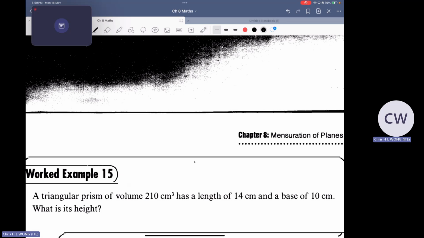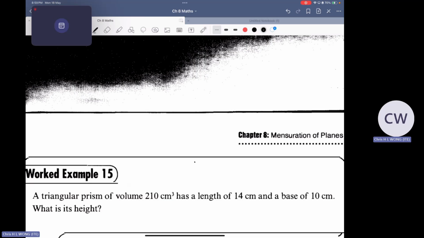Now they tell you already, very clear, a triangular prism. So triangular prism, you know, right? This is triangle in front, triangle in the back, joined by the length. Isn't it? Sounds familiar. A triangle prism of a volume, they give you the volume already, 210 cm cube. The length is the one that joined from the front to the back. That's the length. The length is 14 cm.